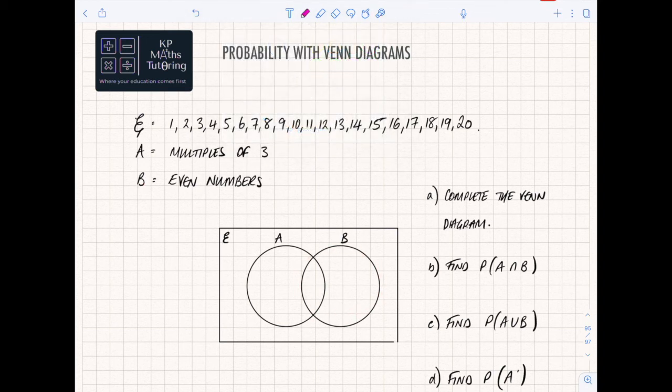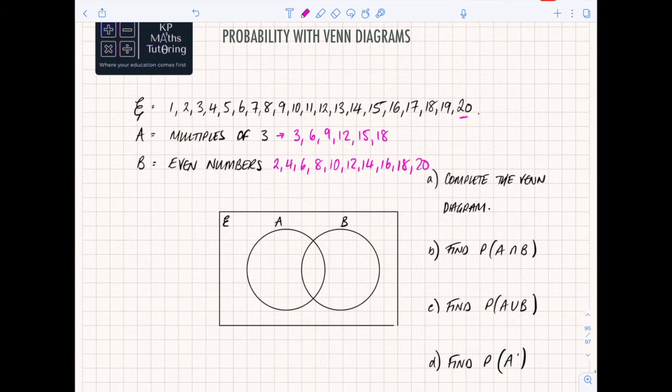So the way that I would start this is, first of all, I'd go, right, what are all my multiples of 3? Well, 3, 6, 9, 12, 15, 18, and 21 would be my multiples of 3. This finishes at 20, so actually I don't need that last one there of 21. Let's think about all my even numbers. So I've got 2, 4, 6, 8, 10, 12, 14, 16, 18, and 20.